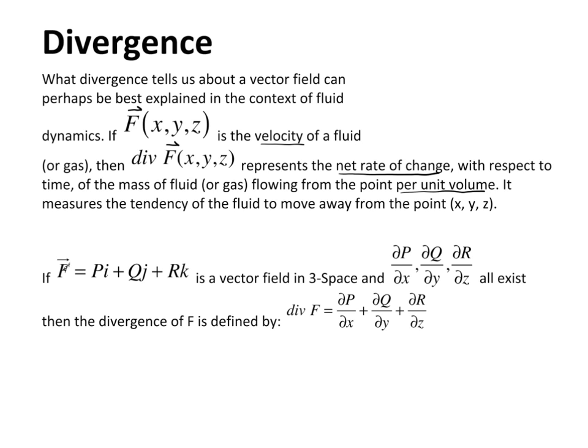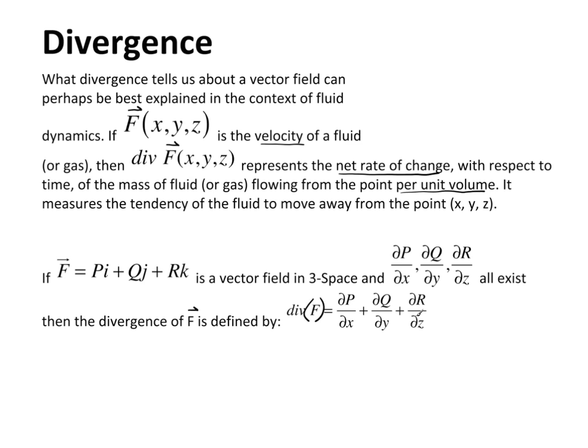Now, if F is a vector field represented as Pi plus Qj plus Rk, a vector field in 3-space, and these individual partials all exist, then the divergence of F is defined by typically just typing div F, and very commonly put like a function notation. It's the partial of P with respect to x plus the partial of Q with respect to y plus the partial of R with respect to z.